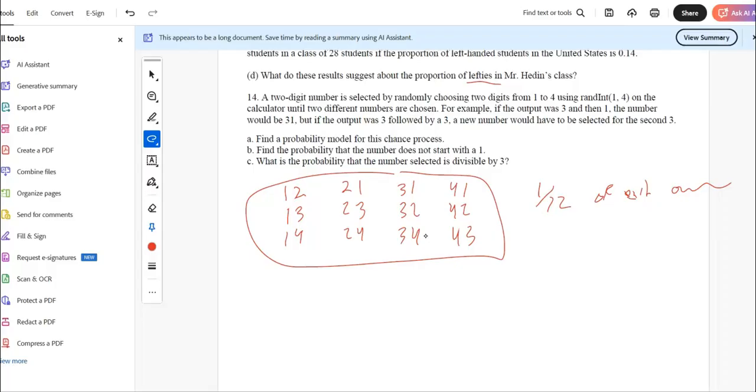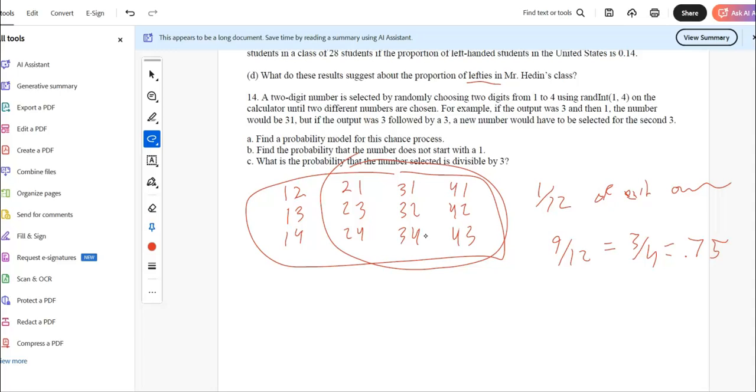Okay, find the probability the number does not start with a 1. Well, 9 of these do not start with a 1. So I would say 9 out of 12, which is either 3/4 or 0.75. They like to see that little bit of work, that fraction that you did there. That's good to show.